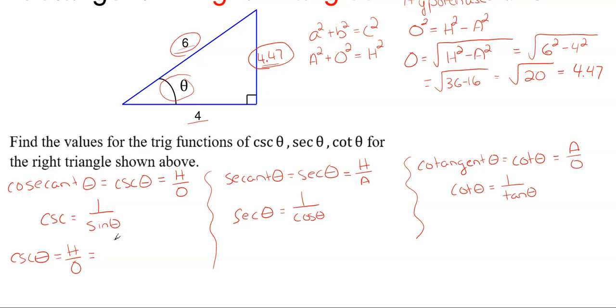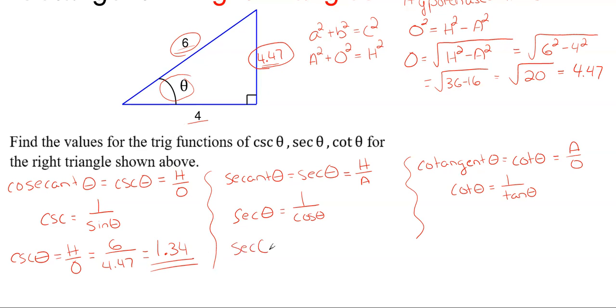So we will just plug in here 6 over 4.47, and you could leave it as this fraction, or you could write it in decimal form, which 6 divided by 4.47 gives us 1.34. And that would be our cosecant of theta. Once again, not finding the actual angle of theta, which we could, but in this case, we're just writing out what the cosecant of that angle would be equal to, which is 1.34.